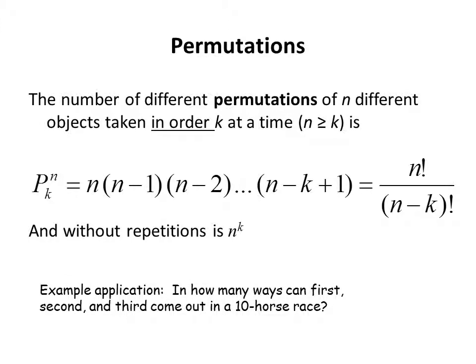An example of a problem involving permutations in this formula is, in how many ways can first, second, and third come out in a 10-horse race? So in this case of first, second, or third, order matters. So we're going to be taking 3 horses at a time out of 10 possible horses. So n is 10 and k is 3, and we simply use the formula above and get 10 factorial over 10 minus 3 factorial, which is just equal to 10 times 9 times 8, or 720. So there are 720 permutations of the number of ways that first, second, and third can come out in a 10-horse race.